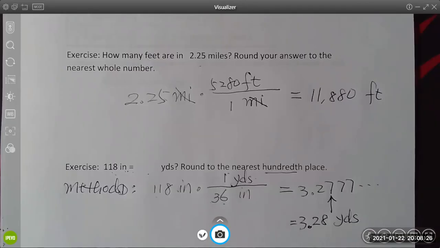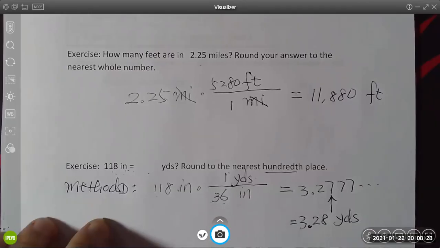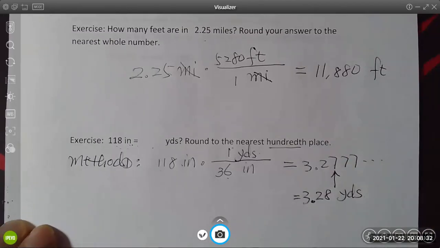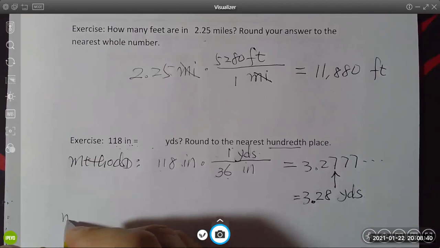That's our final answer. Now let's use the second method, pretending we don't know 1 yard equals 36 inches, so that we will go from inch to foot and then from foot to yard. So method 2.